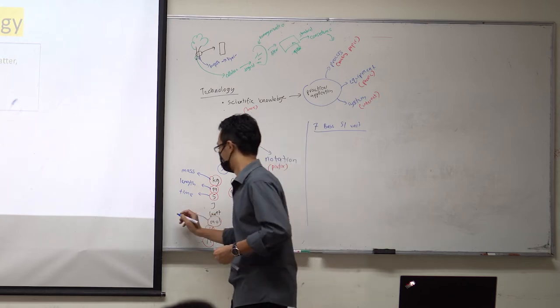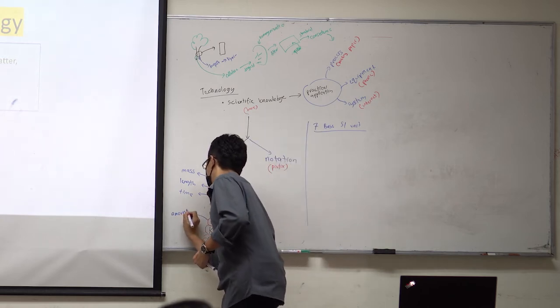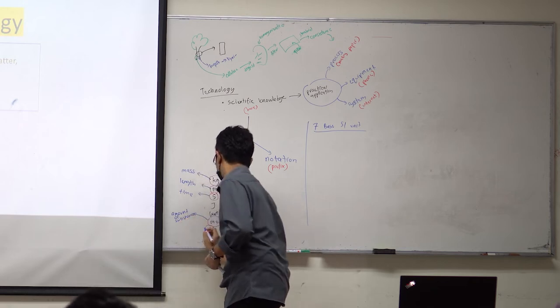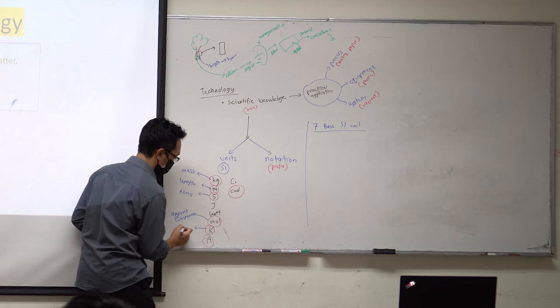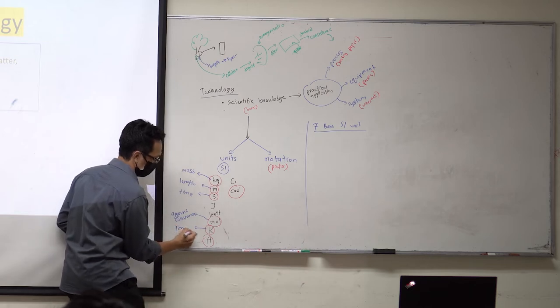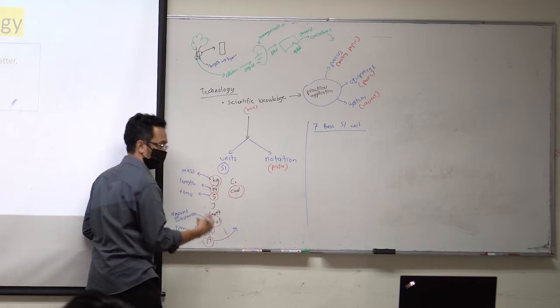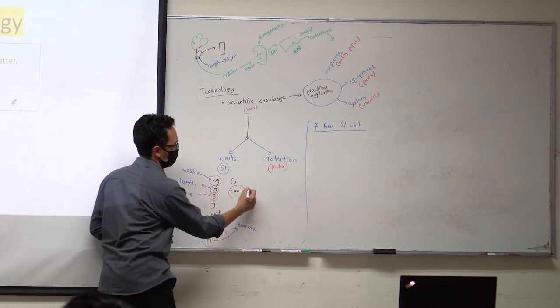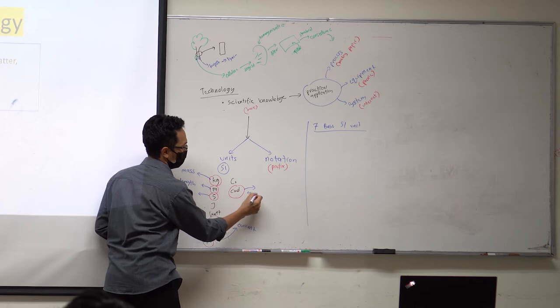Mole is basically amount of substance. K is for temperature. Ampere is for the amount of current. Candela is for luminosity.